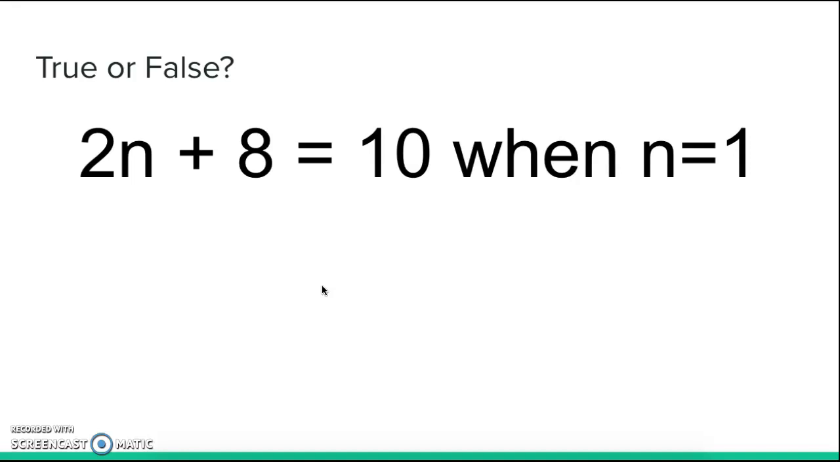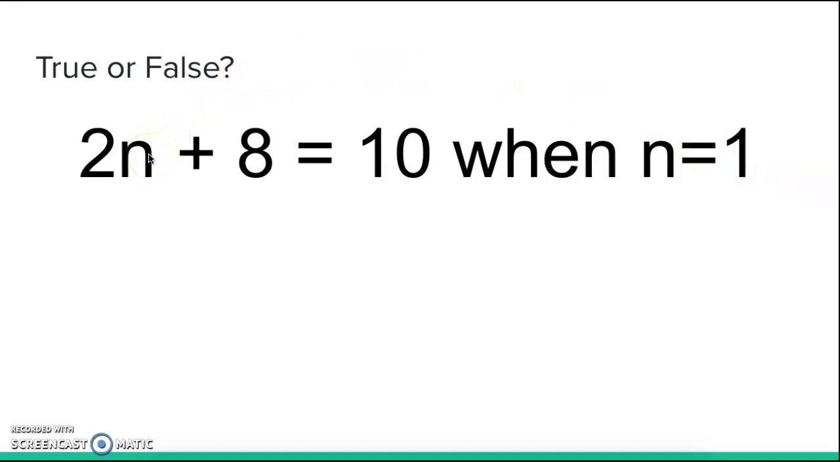So next, we're going to talk about determining truth or true and false when we're talking about equations and inequalities. So true or false? When 2n plus 8 equals 10, when n equals 1. Okay, does 2n plus 8 equal 10 when n equals 1? Now the easiest way to figure out if this is true or false is going to be to take this number that we are told that the variable equals and substitute it into our equation.